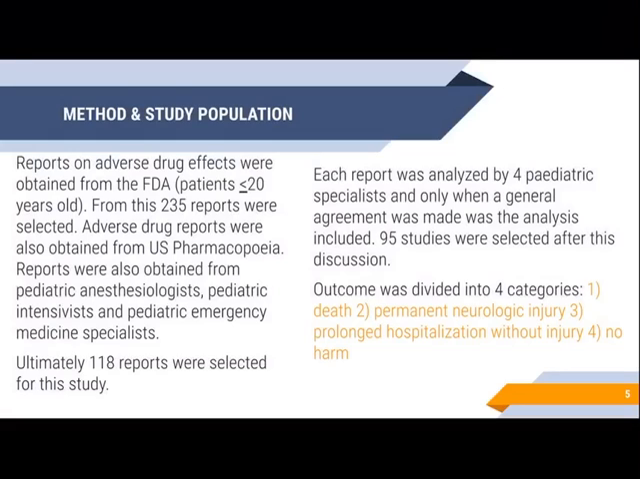The responses were sent to a statistical analyst who assessed the level of agreement among the group. The group then had a discussion, and only when a consensus was arrived at was the report included in the study. So initially, there were 118 reports, but after the collaborative discussion, 95 studies were selected. Outcome was divided into 4 categories: death, permanent neurologic injury, prolonged hospitalization without injury, and no harm.